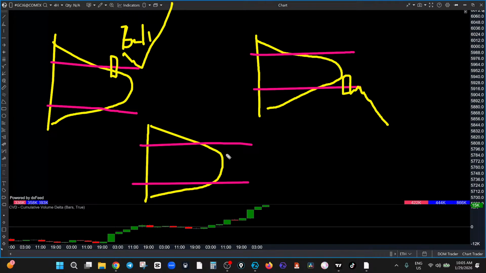Now, if the market does not close above or below, maybe it was weak, that means the market is consolidating and you trade the value area high and low. When price gets here, you sell, and when it gets here, you buy. That's based on, or you look at, the previous week.